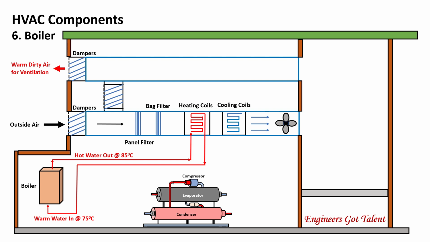You might ask, why not use a water heater? A water heater mostly provides hot water at only 60 degrees Celsius. We need a higher water temperature for the HVAC system. At the boiler, water at room temperature is heated to 85 degrees Celsius. The hot water exits the boiler and goes to the heating coils at the AHU.